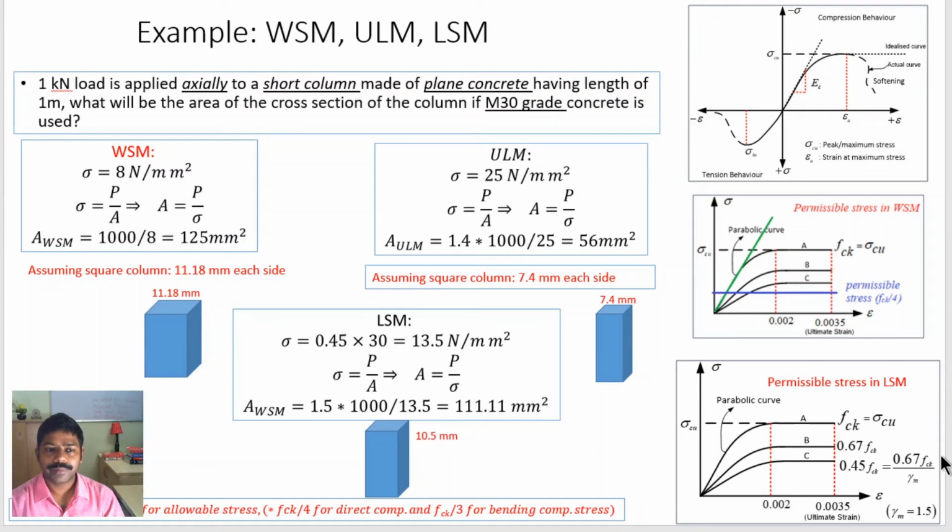In the ultimate load method, we are compromising with the serviceability criteria because the area is coming low, so there will be large deflections. In the case of the limit state method, you will find it considers both conditions, serviceability as well as safety. So you can say that the limit state method gives an optimized value. There is no guarantee that the structure will not fail, but the probability of failure will be low if you design as per the limit state method.